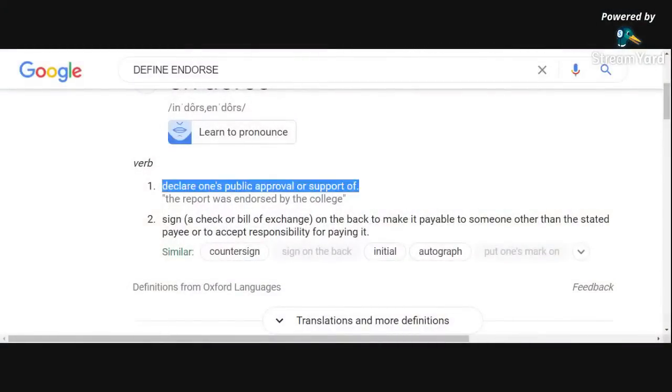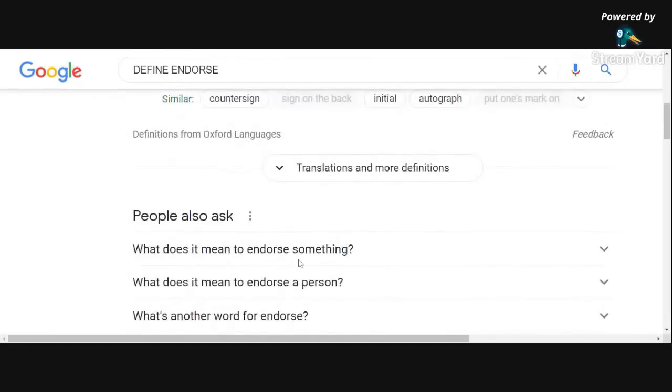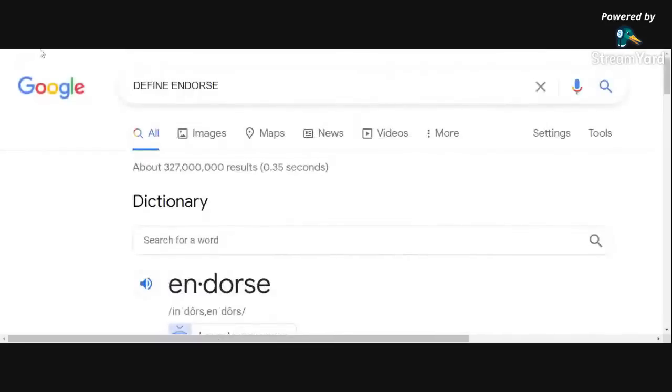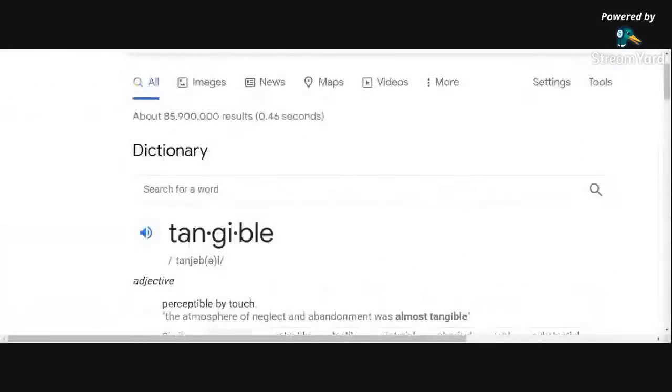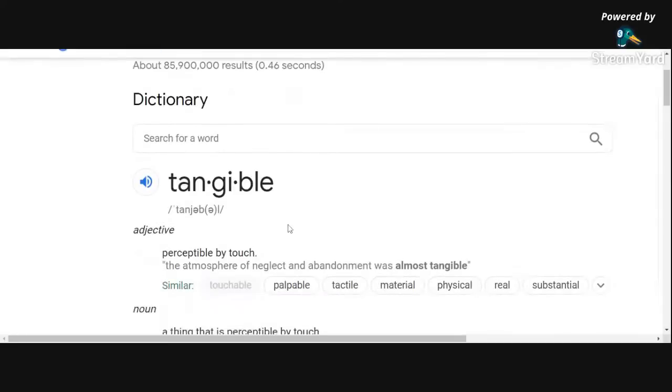Going back to it again. The word endorse: declare one's public approval or support of. That's what it is. You see? These people are not going to endorse us or our language. I also looked up the word tangible, because that's what Jake wants. Jake wants the Most High to look down from the heavens and tell you that, yep, those are my guys, follow them. That's not how this works. This is a spiritual work.